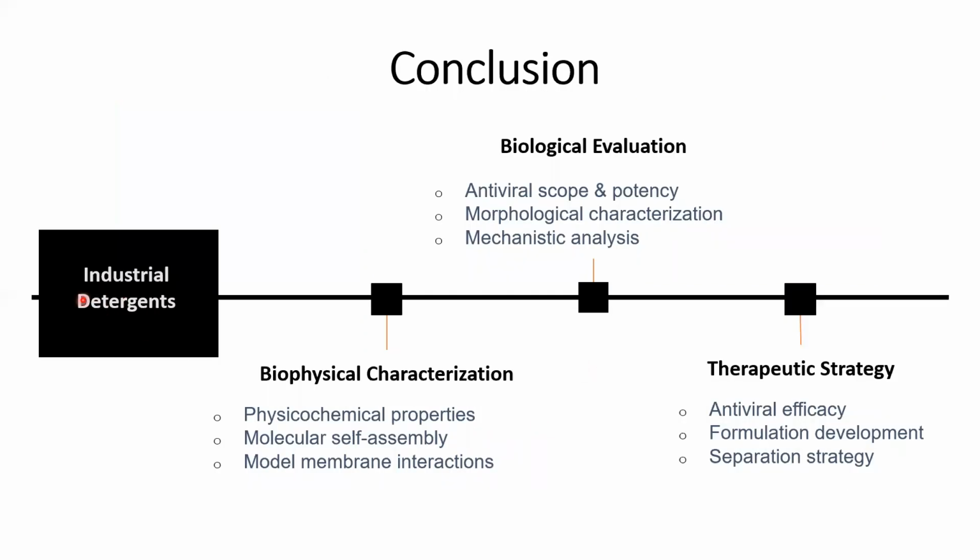So in conclusion, when looking for a new industrial detergent, biophysical characterization can be the first step, and we can use the SLB in this step. The other steps, yeah, they need to be taken, but SLB can be a really promising platform to use at this step.